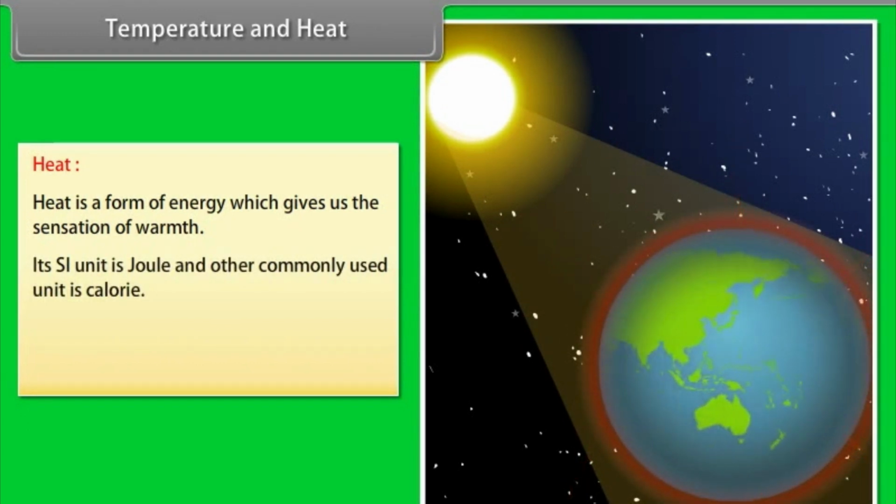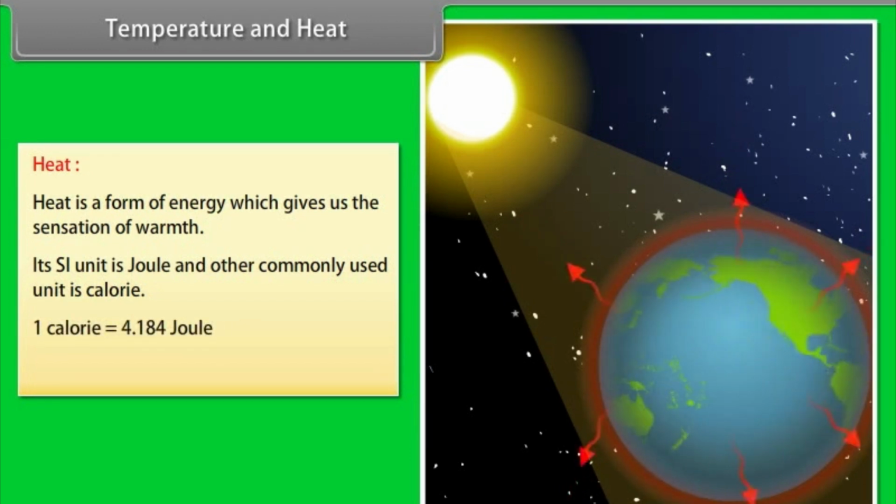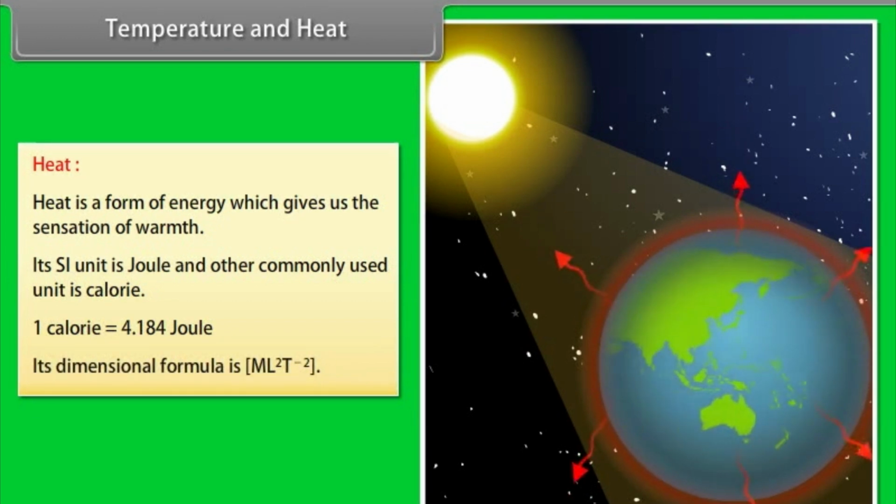Its SI unit is joule and another commonly used unit is calorie. 1 calorie is equal to 4.184 joule. Its dimensional formula is ML squared T to the power minus 2.